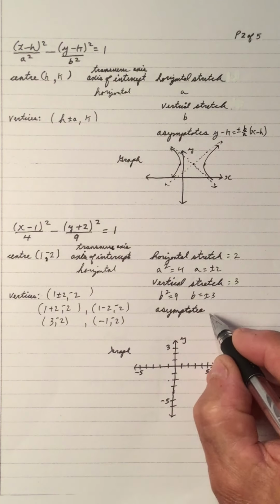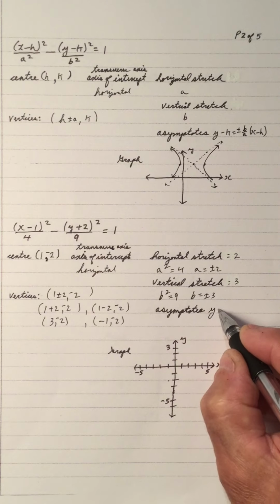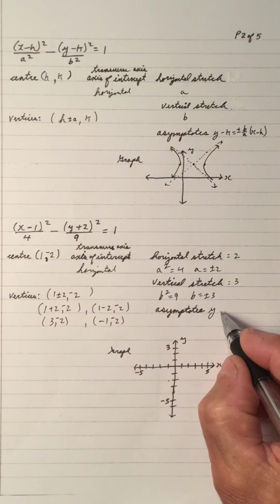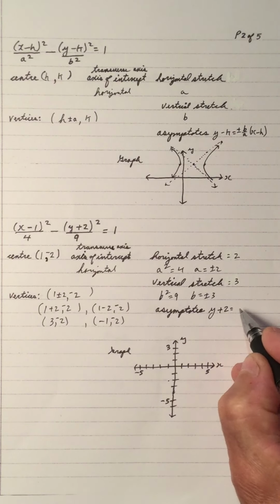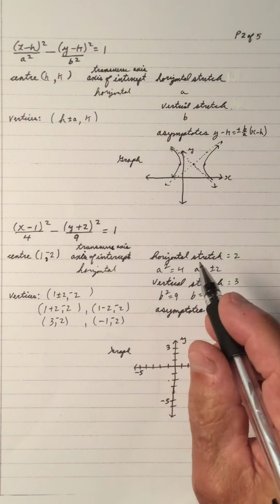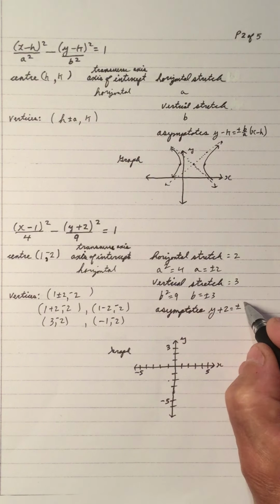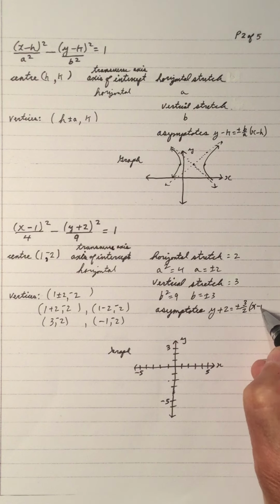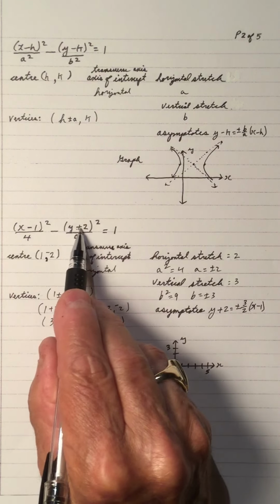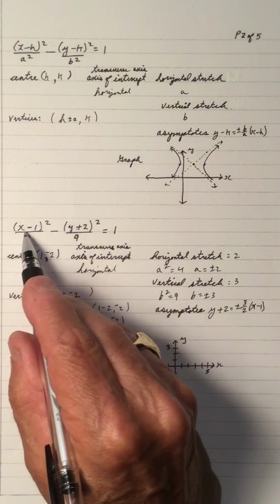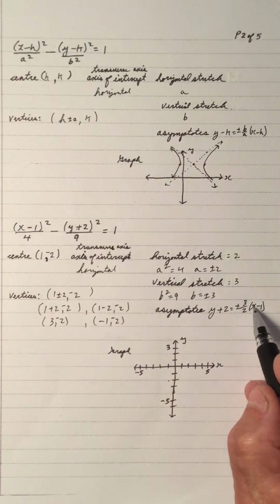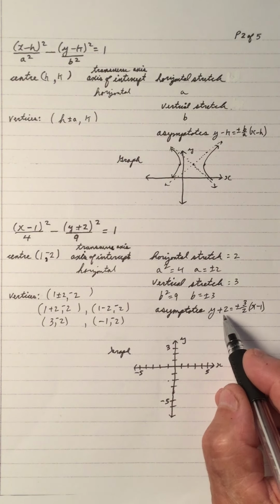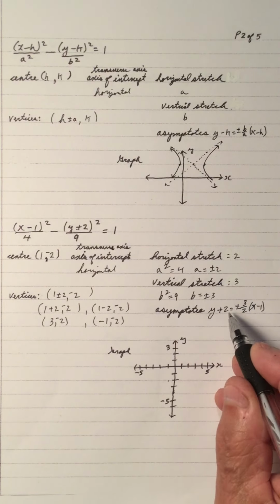And the asymptote is y plus 2 equals plus or minus, b is 3, a is 2, times (x minus 1). Notice what's in these brackets: x minus 1, that's what's here, y plus 2, and that's what's here. This is what we call the point slope form of the asymptote.